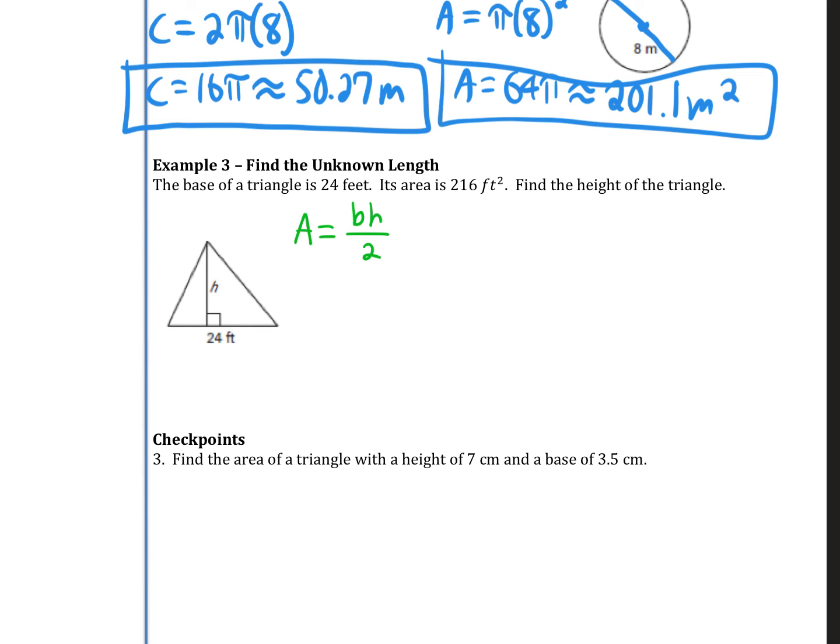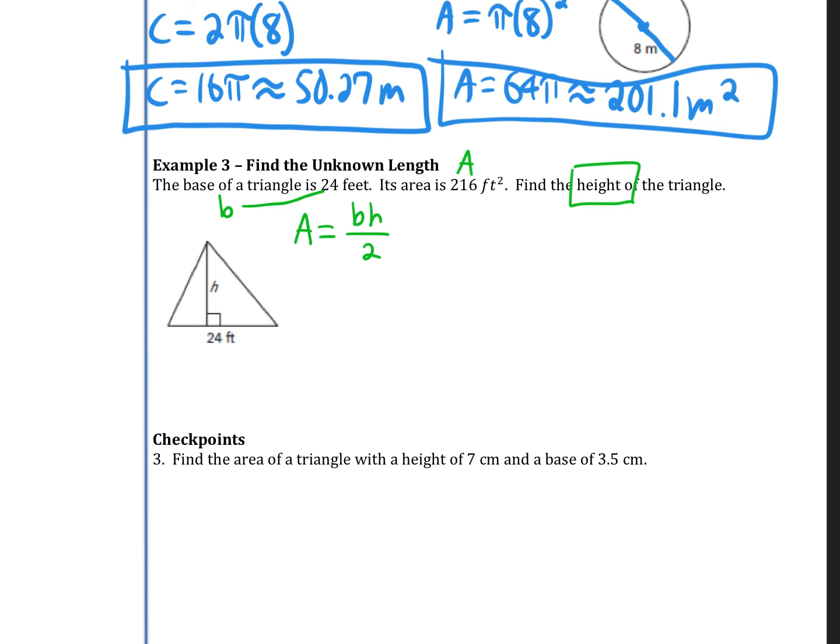So let's label what we know here. Do we know the base? Yeah, the base was 24, right? I'll go over here. The base was 24. What else do we know? We actually know the area is 216. So we're not solving for the area. We're solving for, I'm going to box the height. We're looking for the height here, right?